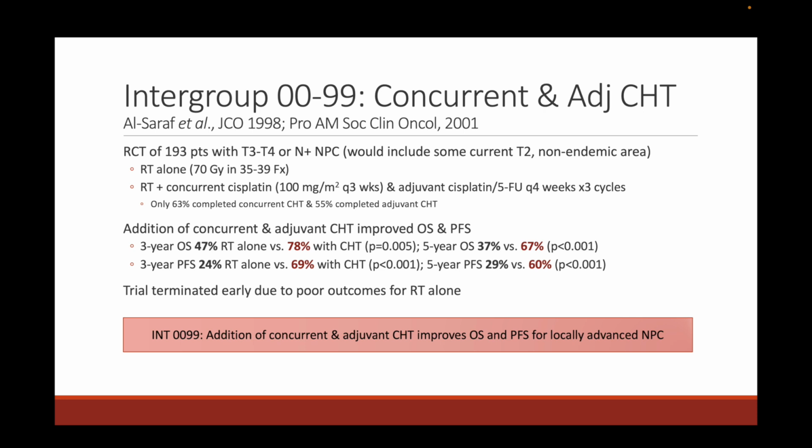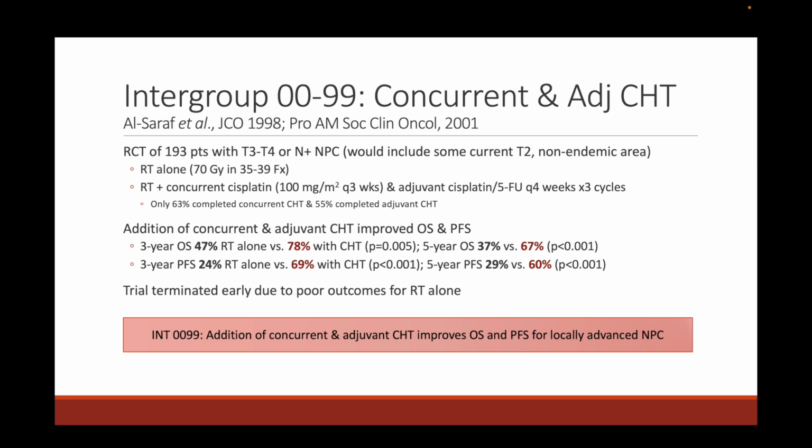This trial was actually terminated early given the poor outcomes for radiation alone. So the big takeaway from this intergroup trial is that the addition of concurrent and adjuvant chemotherapy significantly improves overall survival and progression-free survival for locally advanced nasopharyngeal cancer. Now, this was an intergroup trial, right? So it was a collaboration actually between SWOG, the RTOG, as well as the ECOG. So these are all kind of Western cooperative trial groups.